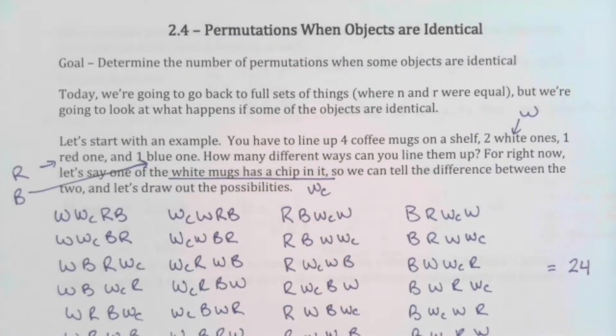So the example we're going to start with is this one of coffee mugs. We want to line up 4 coffee mugs on a shelf. We've got 2 white, 1 red, 1 blue. And it says how many different ways can we line them up? For right now, let's say one of the white mugs has a chip in it so we can actually tell the difference between the 2. And then we're going to draw out the possibilities. So the one that's white, I call W, red is R, blue is B, and then for the one that has a chip in it, I just did WC, so white with a chip, so that we can see the different numbers.